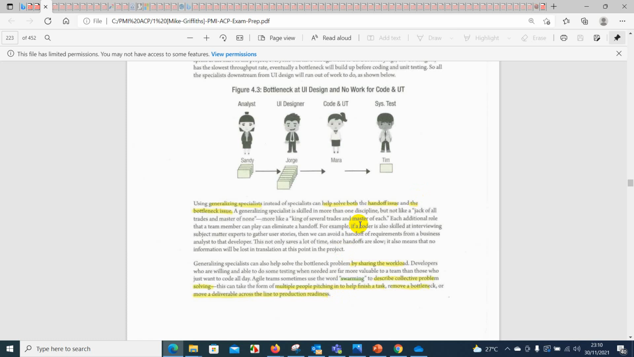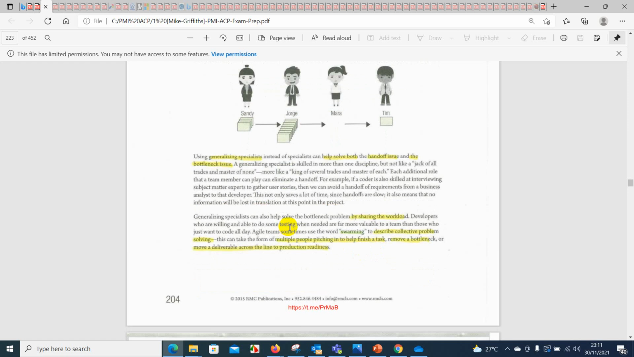Each additional role that the team can play can eliminate a handoff. For example, if a coder is also skilled in interviewing subject matter experts to gather user stories, they can avoid handing off requirements from a business analyst to the developer. This not only saves a lot of time, since handoffs are slow, it also means that no information will be lost in translation at this point in the project.